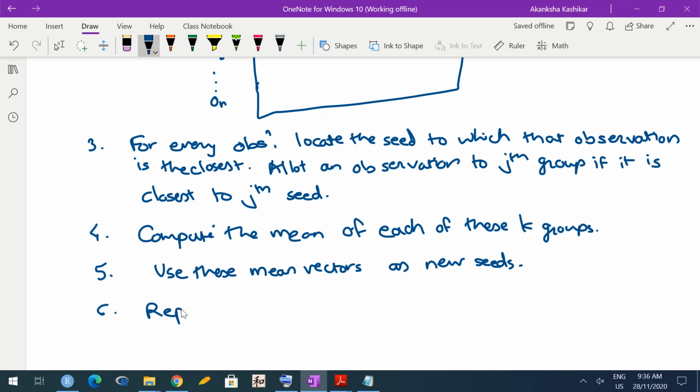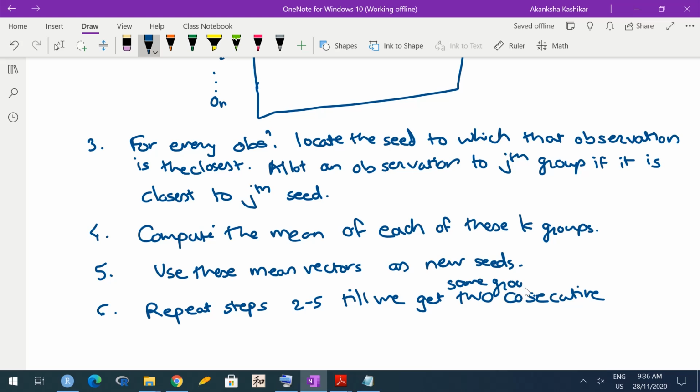Now repeat steps 2 to 5 till we get the same grouping in 2 consecutive trials or iterations. Same grouping in 2 consecutive iterations. Okay, so this is sort of convergence that we are looking for.